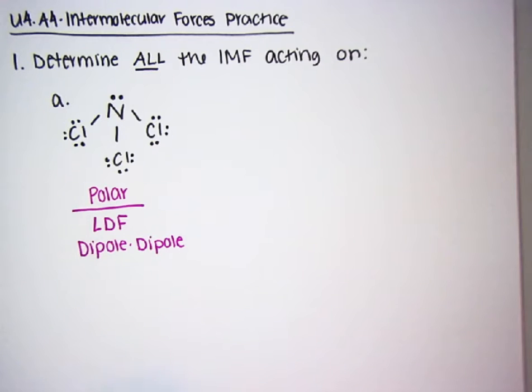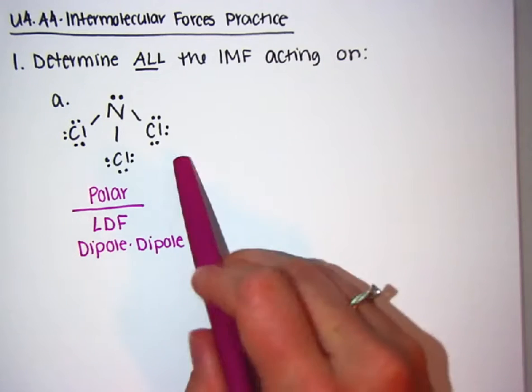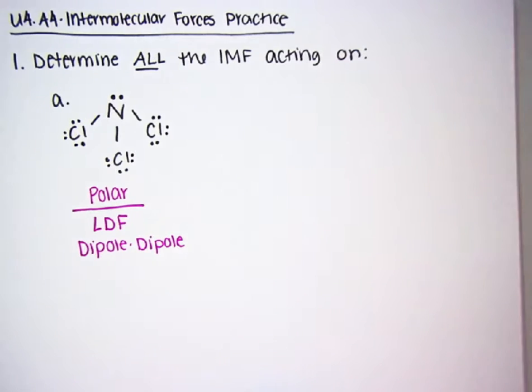Also, we're assuming that there would be a second molecule of nitrogen trichloride because remember, intermolecular forces occur between two different molecules.